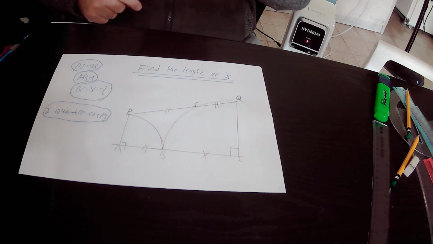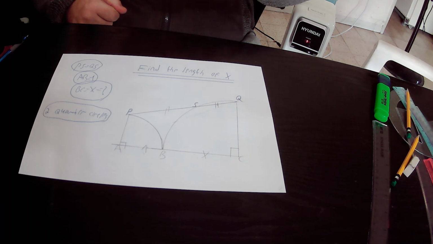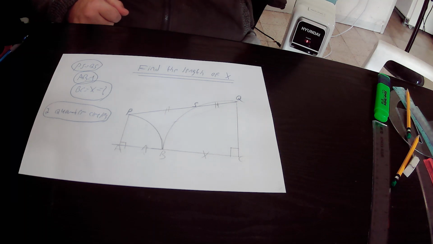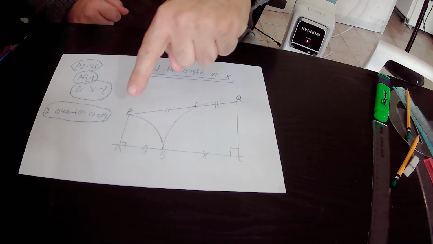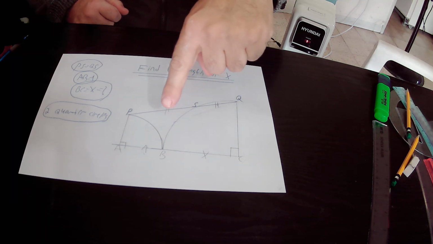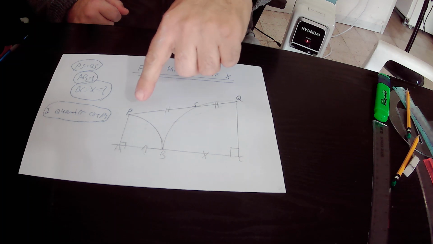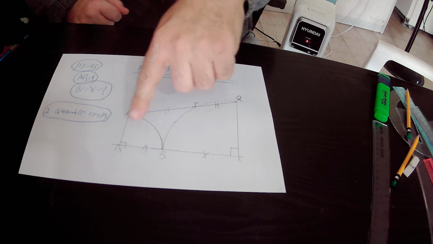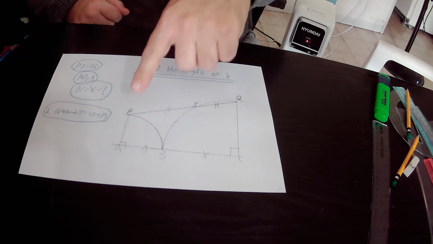Okay, so first of all we know that PAB is a quarter circle, therefore PA equals AB. They are both the radii of this quarter circle, and because AB equals 1, PA must also equal 1.